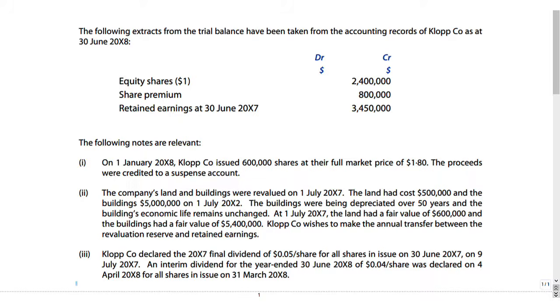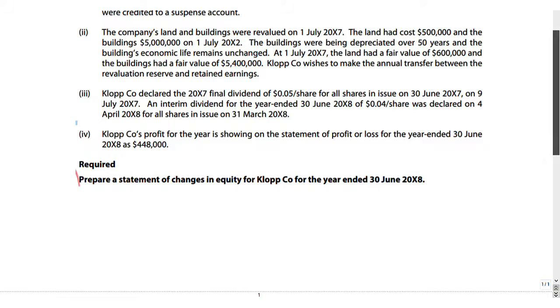So the first one that we have here as part of our non-current assets is the question that is entitled Klopp. Okay, so if we go through and have a look at the requirement, you can see down there at the bottom it wants us to prepare a statement of changes in equity, and we're given there a reporting date: year ended the 30th of June X8.